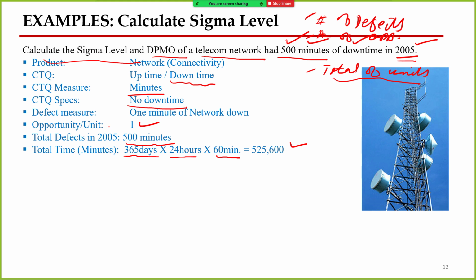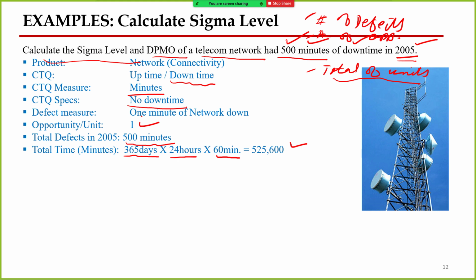So that's where the opportunity is going to be one. If you are considering even seconds, then based on this data the opportunity is going to be 60, because even if the network is down for 1 second, you are going to find a defect. So that's why, whenever we are deciding the number of opportunities, that is the most critical task, and you have to consider it very carefully.